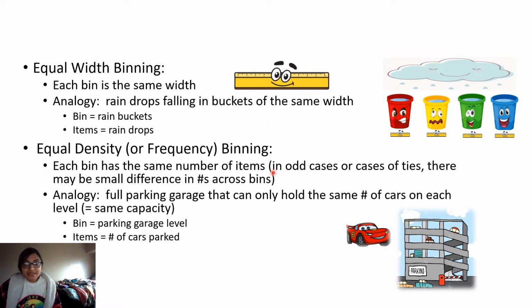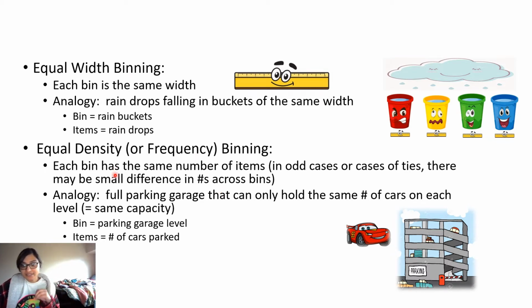And for equal density binning, instead, the analogy I give is about parking garages and little cute cartoon cars. But basically, each bin has the same number of items. Or in odd cases, where there are ties, a couple of the bins may have one or more items than the others. So it really tries to ensure that each bin has the same number of items. It does not matter what the width is. So each of these is focused on its own thing. They don't care about the other.